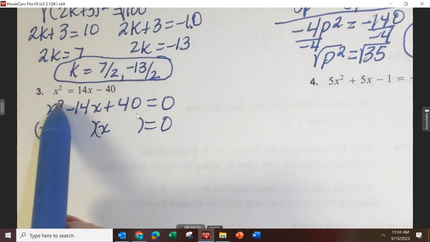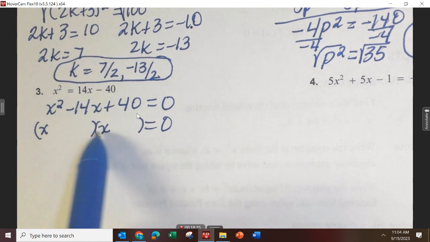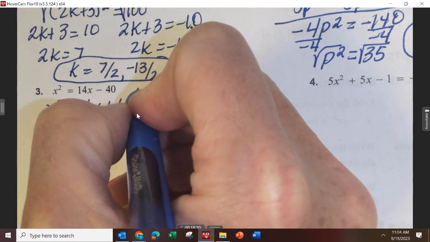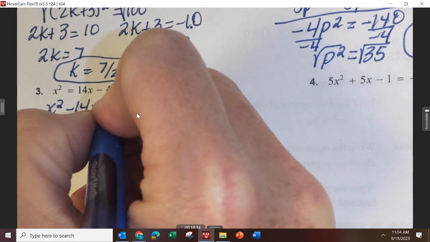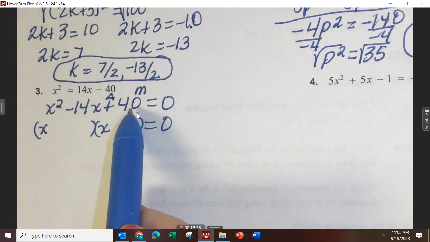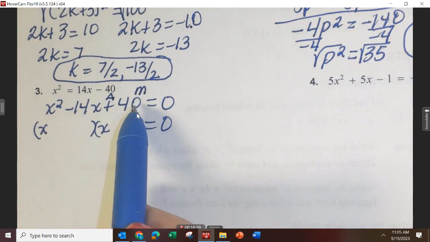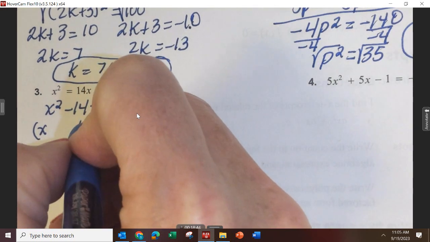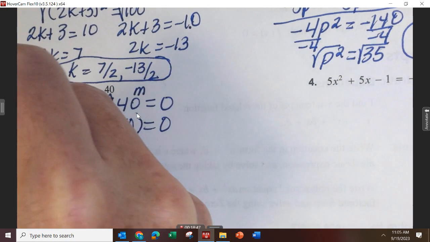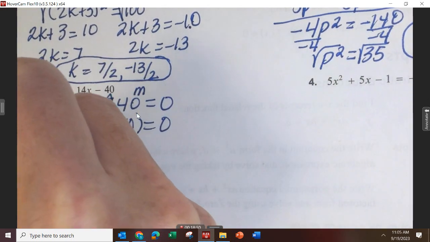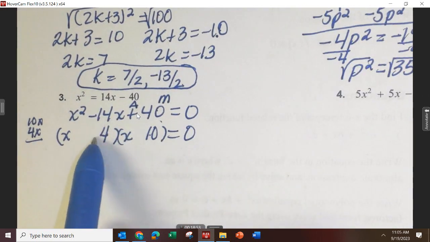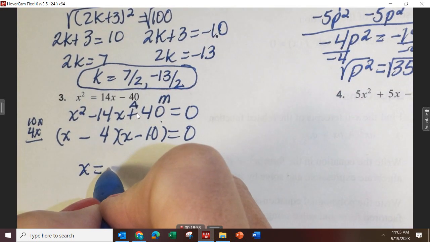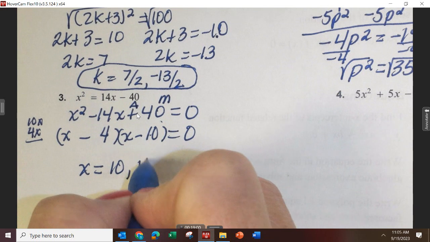X squared, I look here first. If there's no coefficient, it's just going to go x and x. I can quickly do this. If there's no coefficient, read it backwards. Numbers that multiply to be 40 and add to be 14. What numbers multiply to be 40? 8 and 5, 4 and 10. Which of those add to be 14? 4 and 10. So those are the numbers I use. Now, when I get the outers, I get 10x. Inners are 4x. I'm trying to get negative 14. So what do I want the signs to be? Negative and negative. And then what are the final solutions? 10 and 4. Okay?